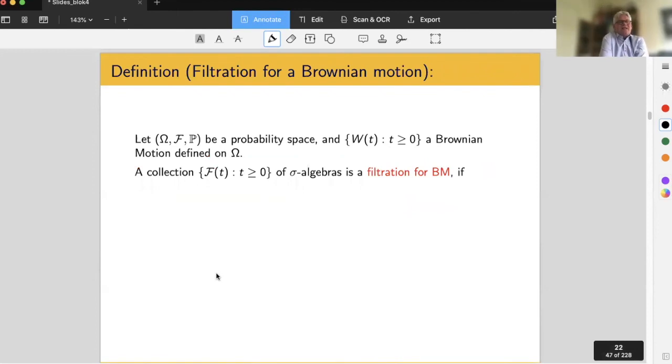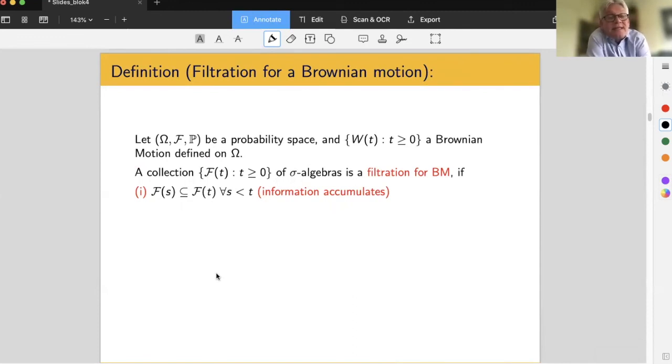Now, what we also like to define is the filtration for a Brownian motion. So we need to say something about the filtration. Let (Ω, F, P) again be a probability space, and let W_t, t greater or equal to 0, be a Brownian motion defined on Ω. Now the collection of sigma algebras, calligraphic F_t, t greater or equal to 0, is a filtration for Brownian motion if the following properties hold. First of all, F_s is contained in F_t for all s less than t. That is equivalent to saying information accumulates. The further we get into time, the more we know about the process.